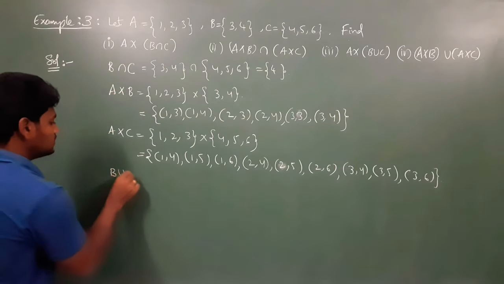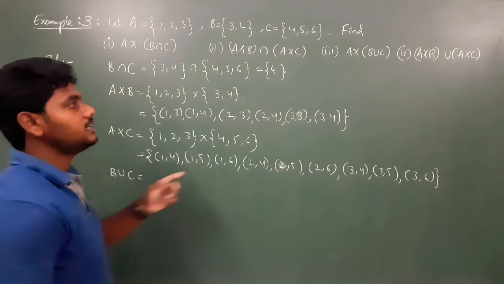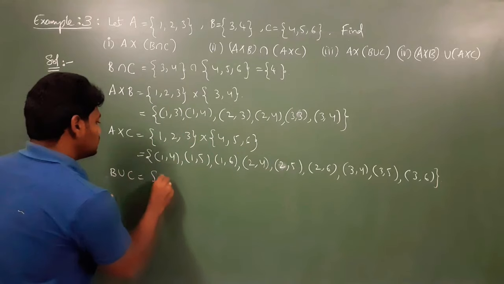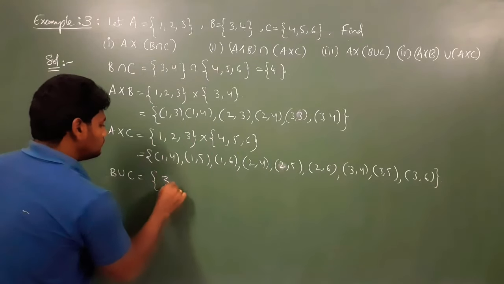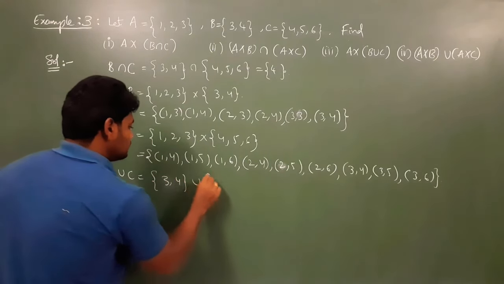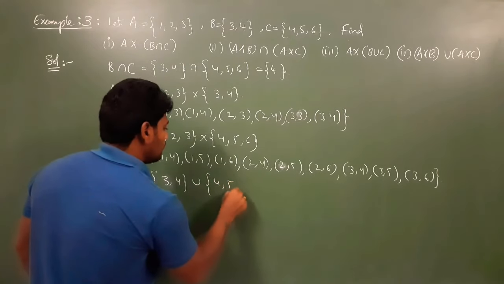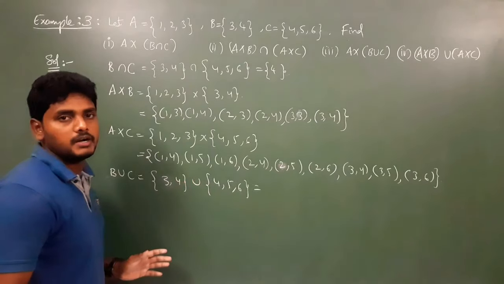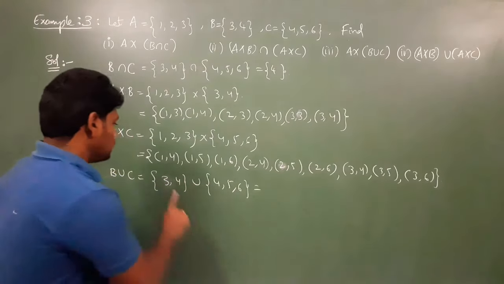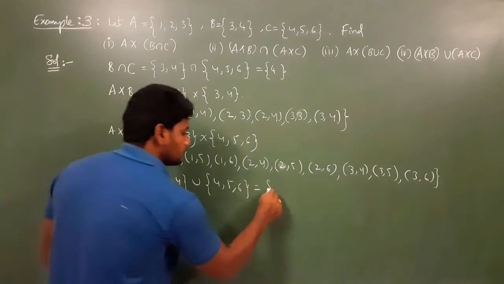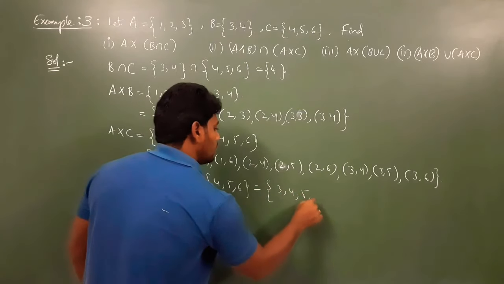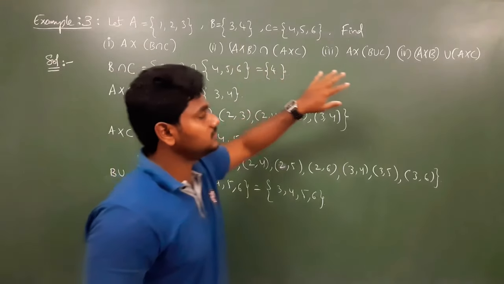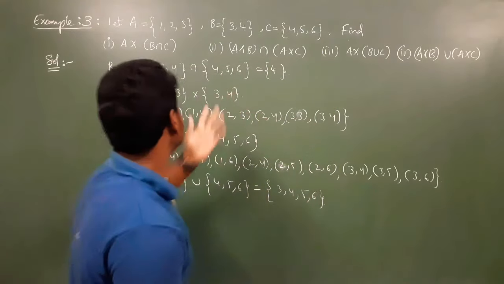Next, B union C. What is B union C? So we are finding it first. What is B? B is 3, 4. Union of C. What is C? 4, 5, 6. What is B union C? Union means all the elements we need to write, but repeated elements should not be there. So 3, 4, 4, 5, 6 becomes 3, 4, 5, 6. This is B union C. Now we have all the data so that we can find those sub questions easily.